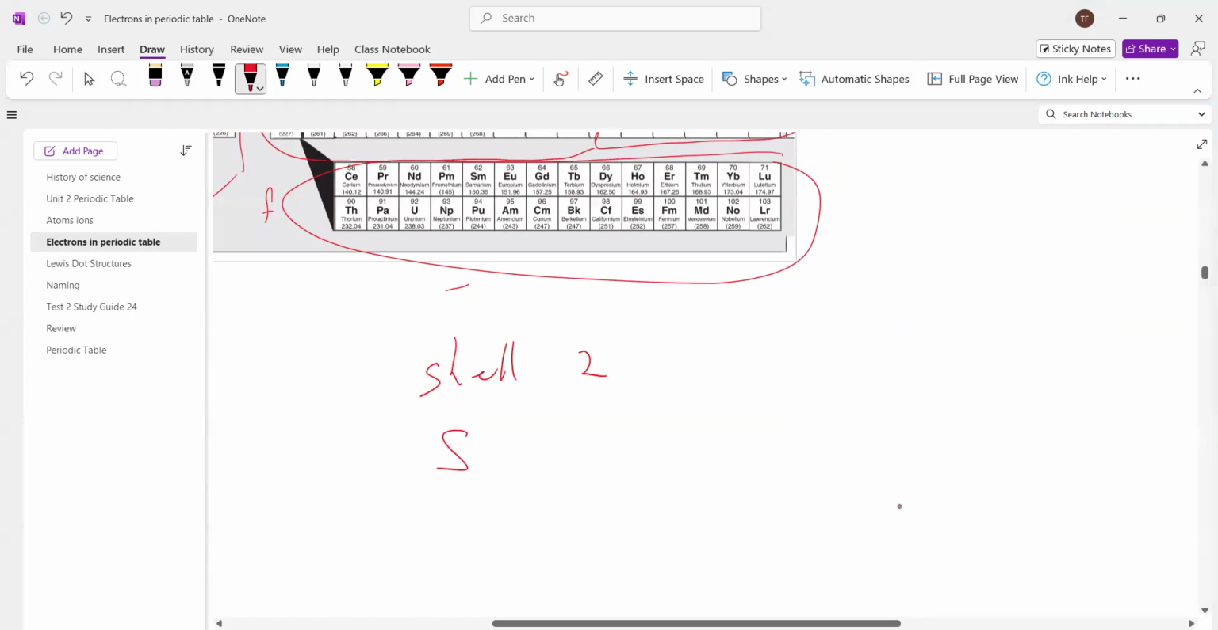That takes care of 2 of the electrons. Remember, this can hold a total of 8 electrons. 2 in the first shell, 6 in the next one. So the S takes care of 2.